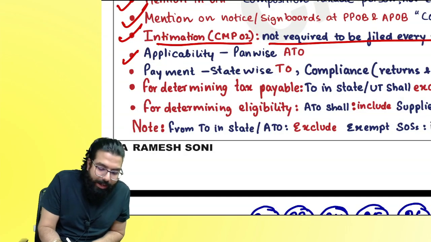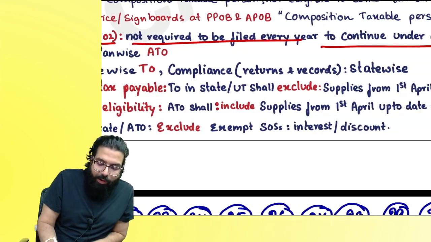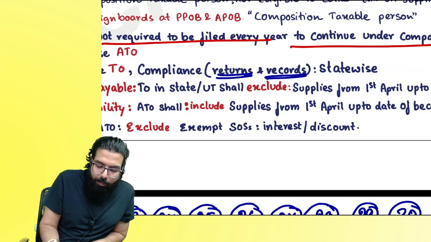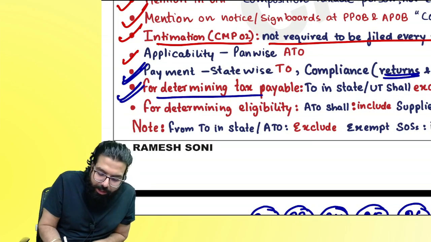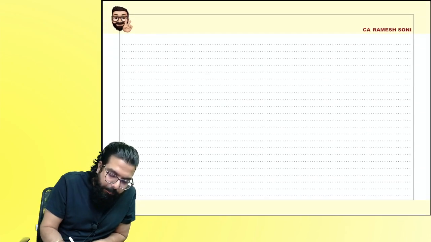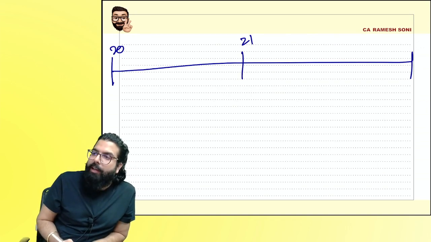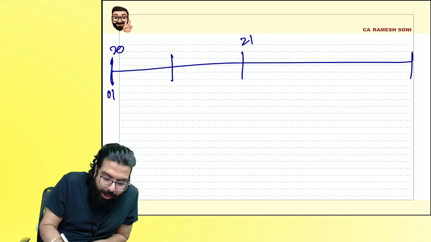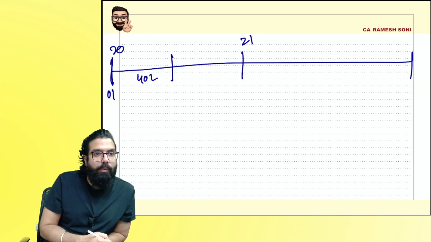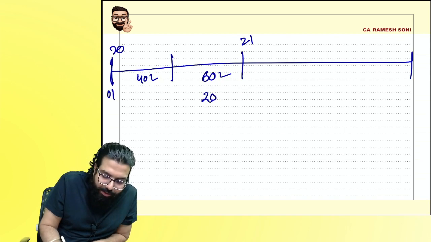Sir, when I have to maintain accounts and records, then also state wise you will have to file return and you will have to maintain records. Now, the next one is for determining the tax payable. Very simple. Supposing, for the year 2021, this is my first year of operation, from the 1st of April up to a certain date 40 lakh is the turnover over here, 60 lakh is the turnover over here, and I have an interest income of 20 lakh.